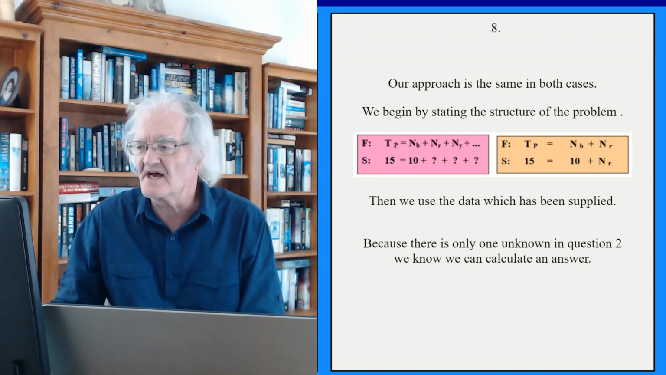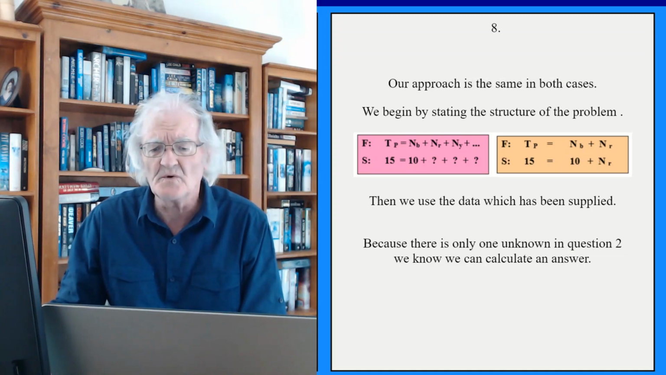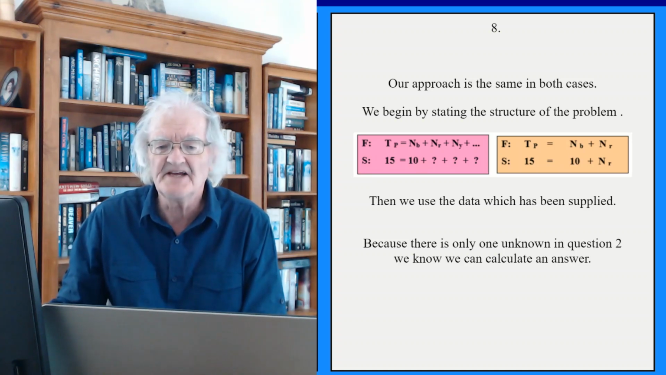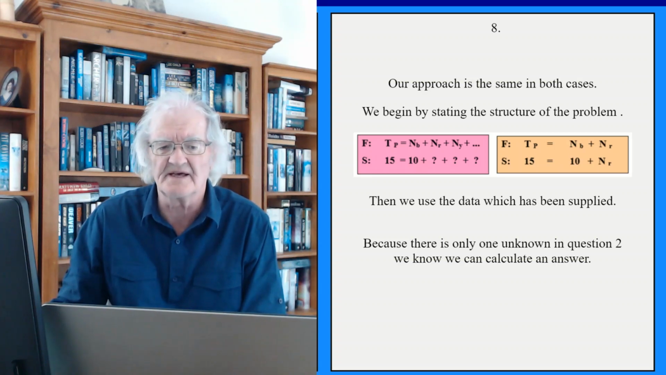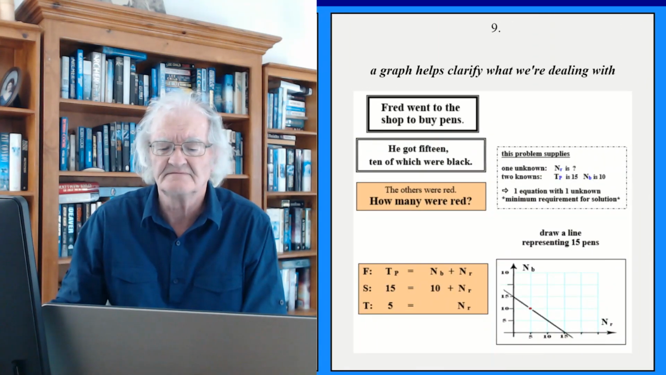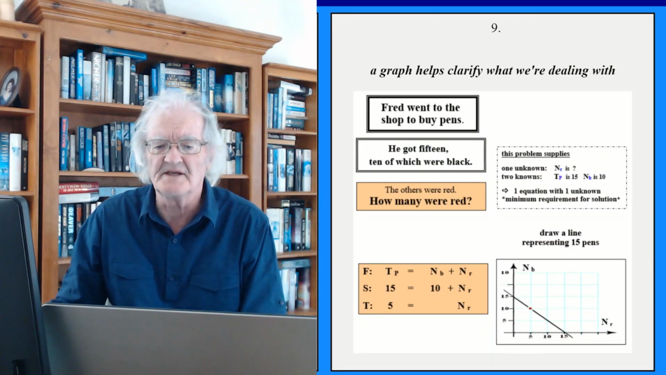Our approach is the same in both cases. We begin by stating the nature of the problem and using a formula to express its structure. Then we substitute the given information. We use the data which has been supplied. Because there's only one unknown in question 2, we can calculate an answer. A graph helps clarify what we're dealing with.